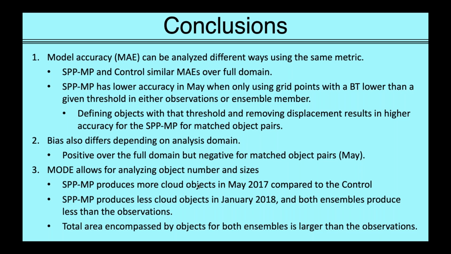And MODE allowed us to analyze object numbers and sizes. We know that the SPP MP produces more cloud objects in May compared to the control, but fewer objects in January. And that both ensembles produce fewer objects than the observations. However, the total area encompassed by these objects for both ensembles is larger than the observations.